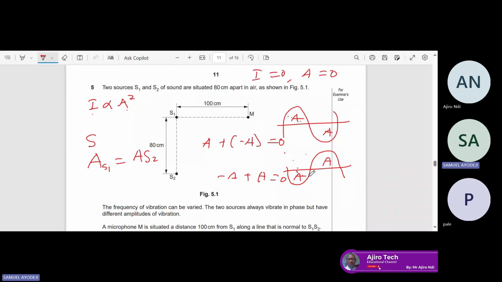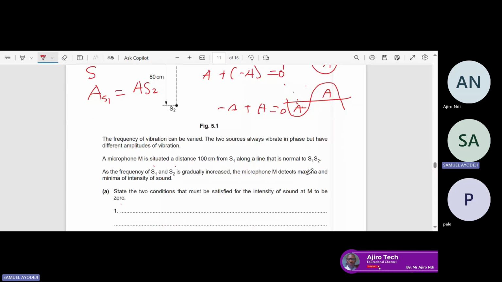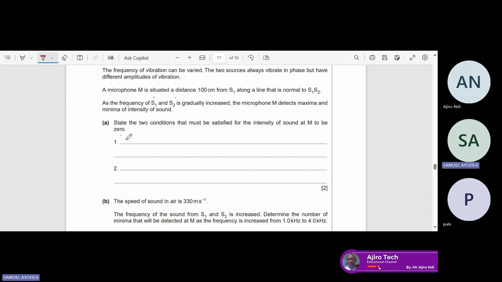So we have so many points to consider. In this case, you have what is called a path difference. When they are out of phase, the formula for path difference is given as n lambda plus lambda over 2, where n is 0, 1, 2, 3. I explained this then. That's one point.